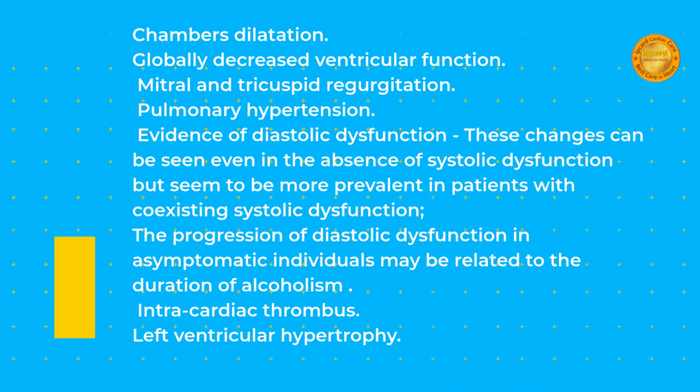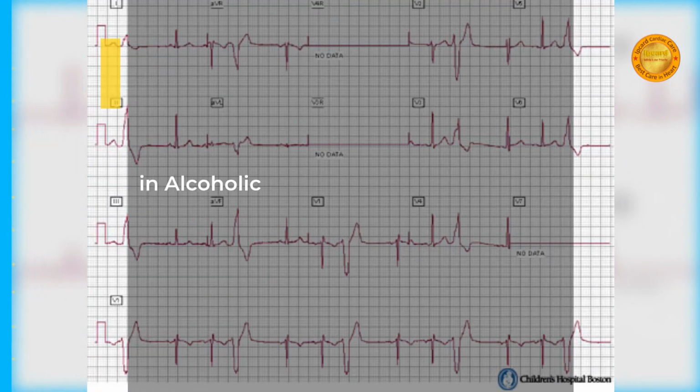Evidence of diastolic dysfunction. These changes can be seen even in the absence of systolic dysfunction but seem to be more prevalent in patients with coexisting systolic dysfunction. The progression of diastolic dysfunction in asymptomatic individuals may be related to the duration of alcoholism. Intracardiac thrombus. Left ventricular hypertrophy.